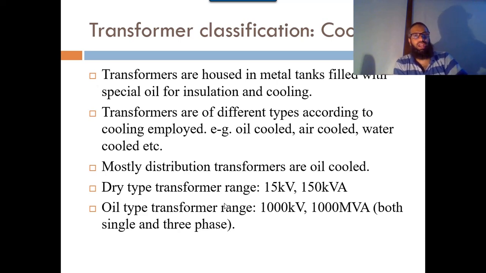So the cooling type used in these transformers are usually of three types. Number one is we can use oil cooled system, we can use air cooled system, or we can use water cooled system. And this cooling mechanism is totally similar to the cooling mechanism of the car. Like in the car we use radiator to cool the engine. So in the transformer we use oil to absorb the heat, and then we use special types of cooling ducts which will absorb the heat into the air.